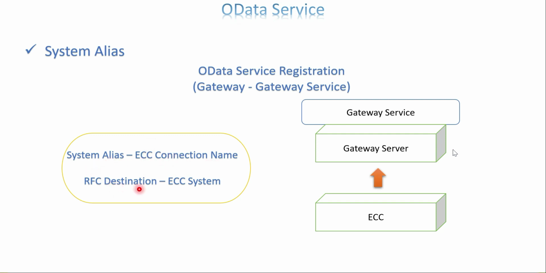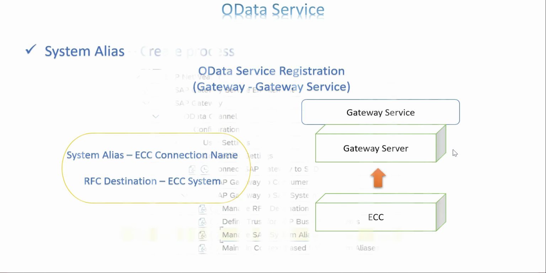Then the RFC destination is also created by them, and they map between these two. So the RFC destination always points to the ECC system. Okay, so this is a basic idea about system alias, when you have to use local, and when you have to use a name, meaning the system alias connection name for your backend system. Instead of ECC, I can say backend system.